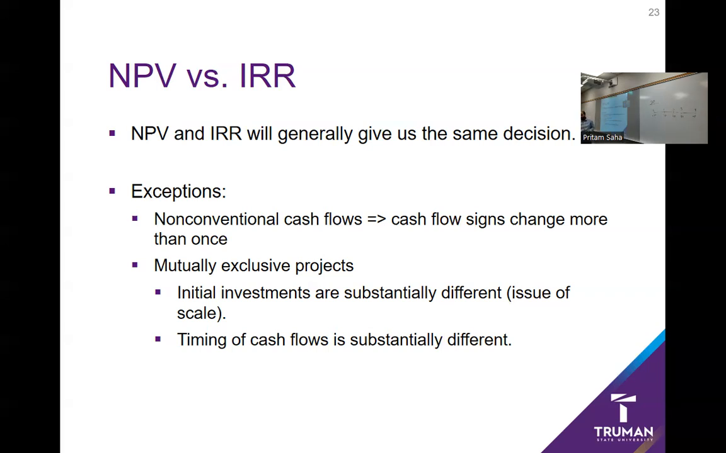In business, when mutually exclusive projects happen, in most cases you may not have sufficient funds to invest in two projects. You can only take one. If this is the reality, with mutually exclusive projects, in some cases NPV and IRR can give you different decisions. Makes sense so far? Non-conventional and mutually exclusive.